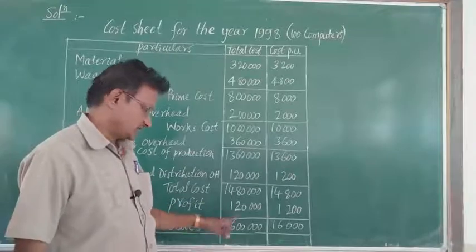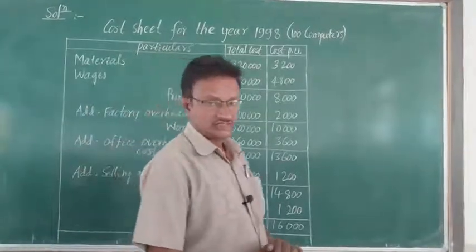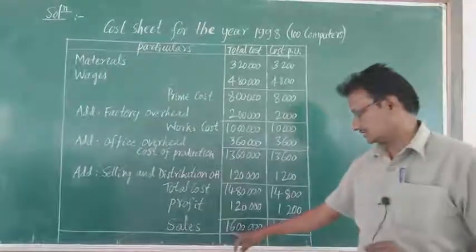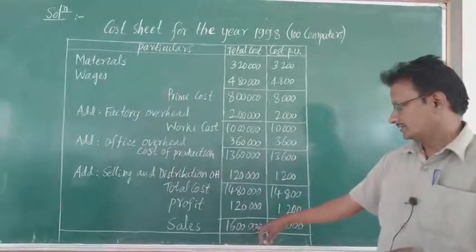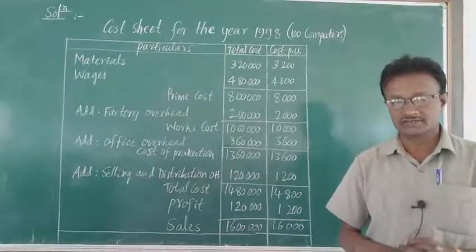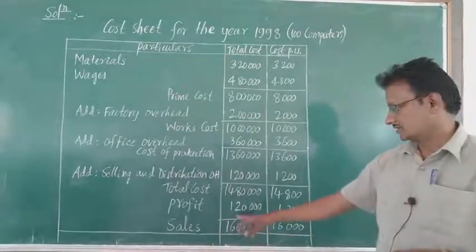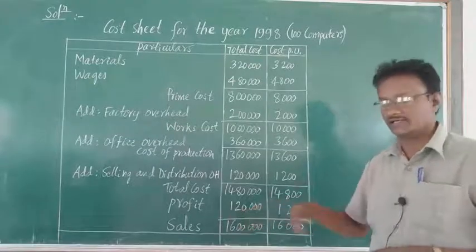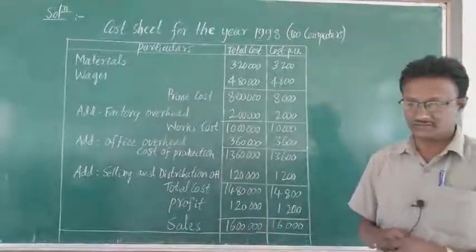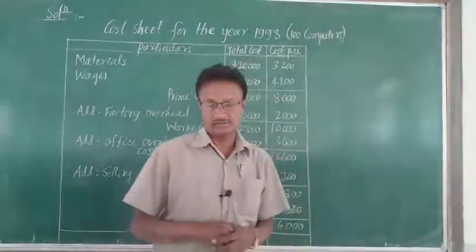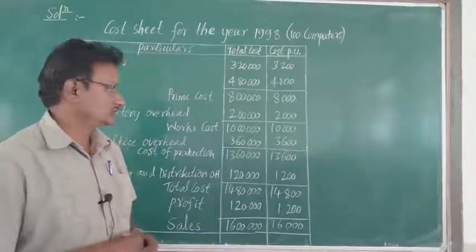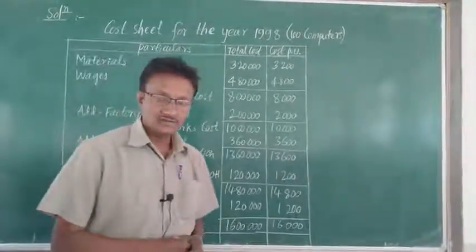This total cost is compared with sales. Sales 16 lakh rupees are given in the problem. So take the sales, 16 lakh. When sales are more than cost, the difference, 1,20,000, is the profit. So total profit is 1,20,000, and per computer the profit is 1,200. So here we have first prepared the actual cost sheet.